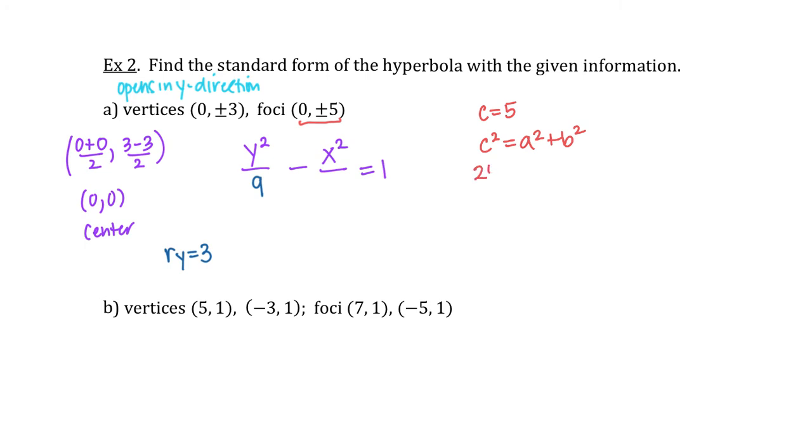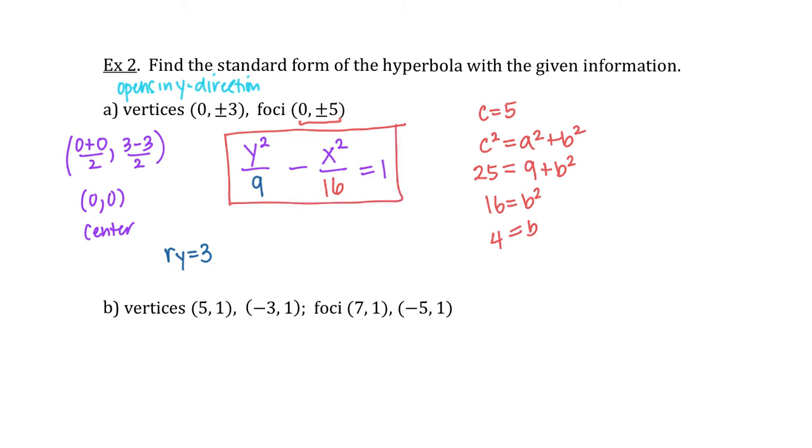So 25 equals, now I don't know if 3 is the a or the b, but it doesn't actually matter because they're being added together. 3 squared is 9. Okay, so I know that the other radius is 4. Since the only radius I don't know is the x radius, it must be true that the x radius is 4. So 4 squared gives me a 16 here. Okay, and then that's my hyperbola in standard form. It should meet all the requirements that we just read.